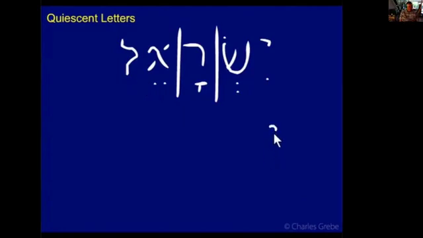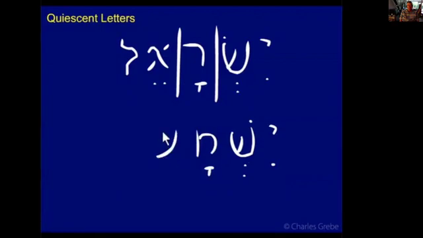Now let's look at another word, Yish, Ma, El, and this has an ayin in it, and then an aleph, and then a lamed. So Yish, Ma, El.